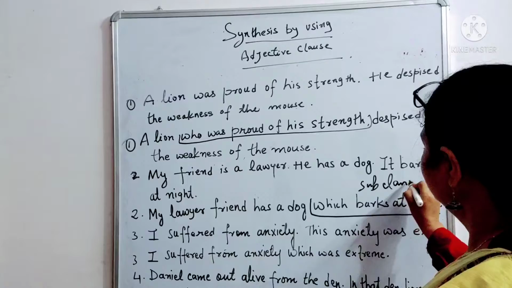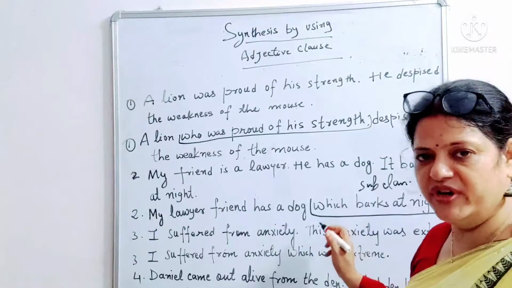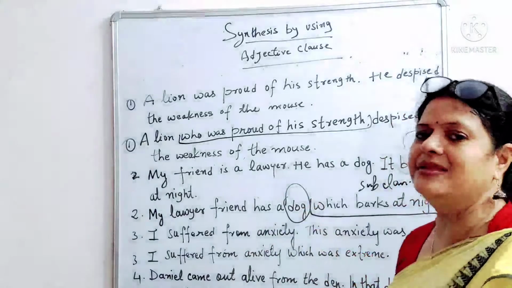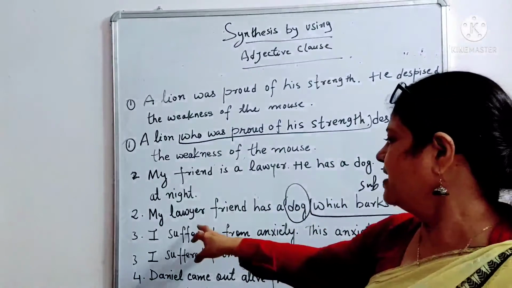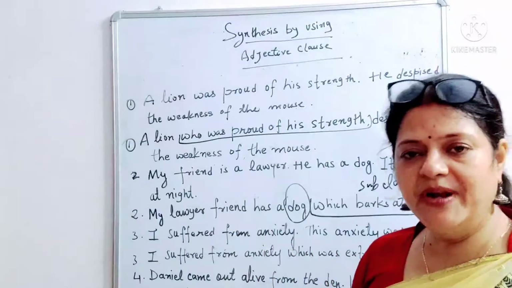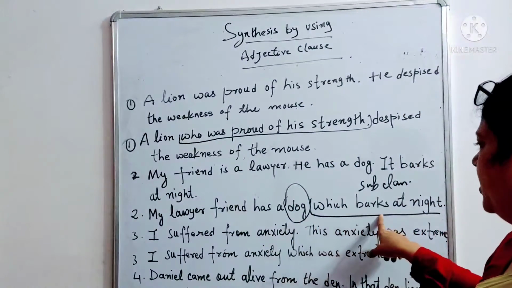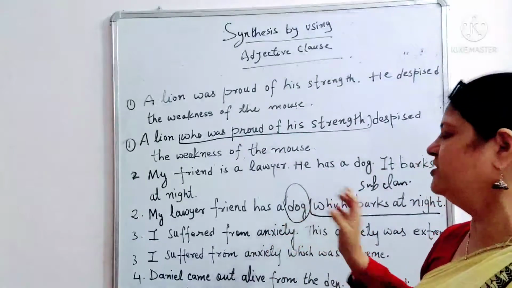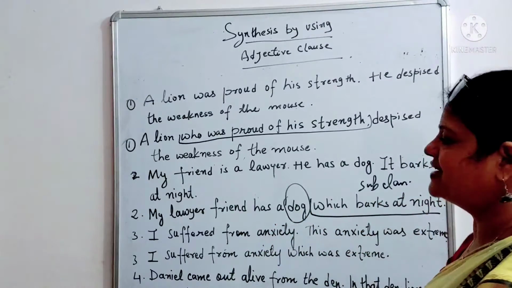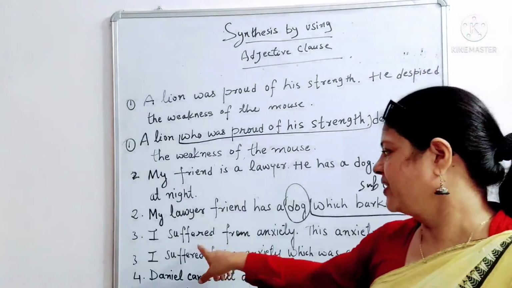Okay, and this subordinate clause is starting with the conjunction which, and this conjunction is describing the dog in the principal clause. So we have a noun in the principal clause which has been described or qualified by this subordinate clause which comes just after this noun. So it will become my lawyer friend has a dog which barks at night. Okay, is it clear to you? Okay, now let's see the third one.